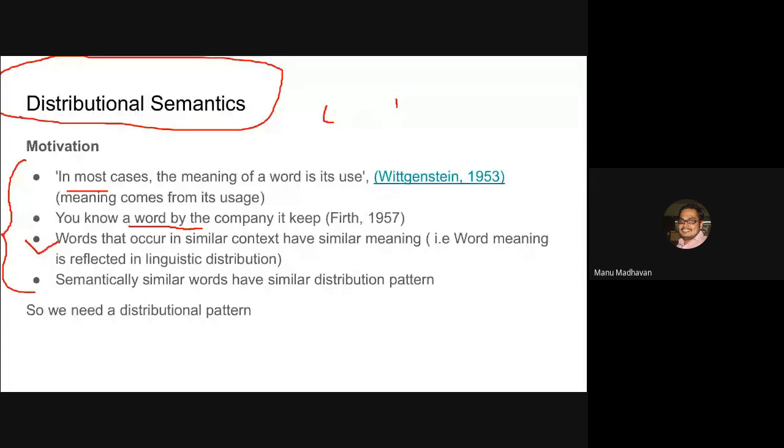Similar words have similar meaning, which means their difference is very small. They are closer in the semantic space. If we consider every word in a semantic space, we are trying to project these words into a semantic space. We can understand that words in similar contexts are very close, very similar in that space, and far words will be far in the semantic space. So we can find a pattern. A distributional pattern can be identified from this word meaning. If we can identify that pattern, we can place them in the space.